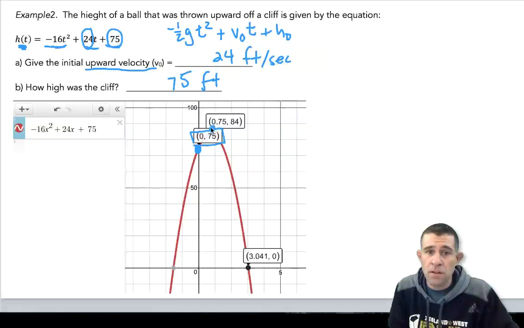The next point here is the vertex of that parabola. That's the maximum height the ball reaches. So when t is 0.75 seconds, the height of that ball is 84 feet.